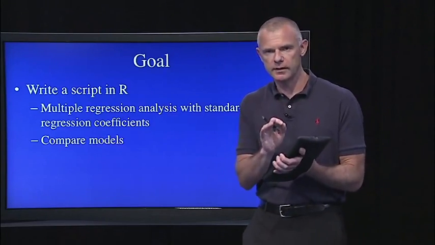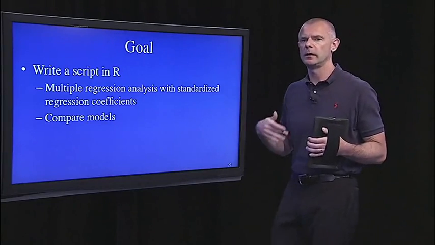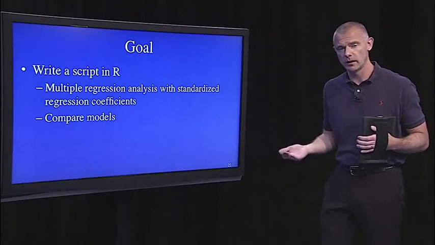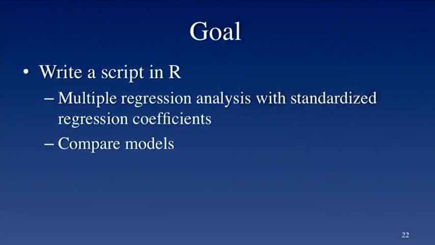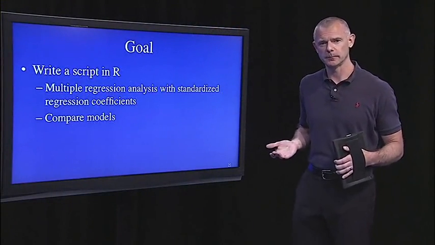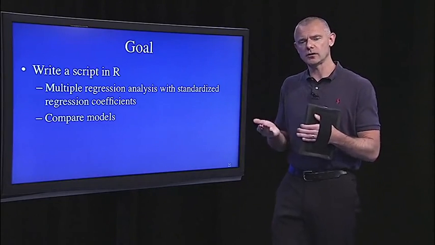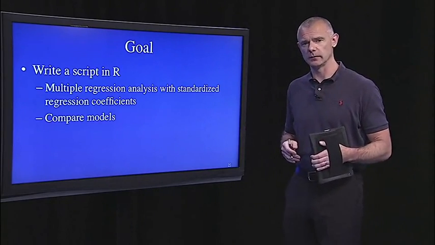So the goals for this segment are, again, to write a script. So this is one of the lectures where I'd like you to follow along in R and try and write the script that I'm building as I walk through the lecture. We'll do a multiple regression analysis, again, just like the last segment, but we'll get standardized regression coefficients, and that's real easy. And since that's so easy, I needed to fill up some time for this segment. I thought I'd show you how to compare multiple models. And we can compare the R-squareds of multiple models and do significance tests on those R-squared comparisons.